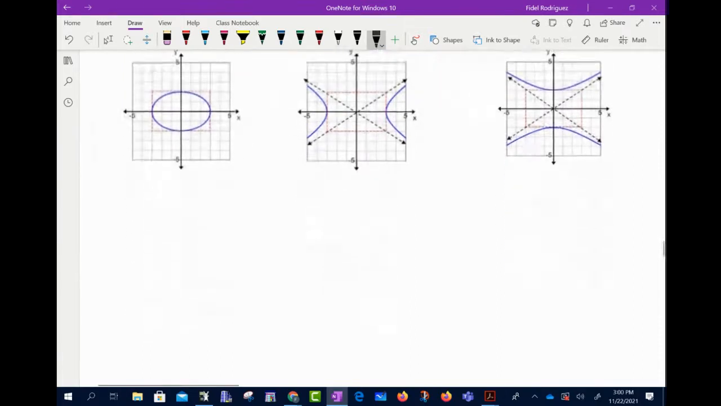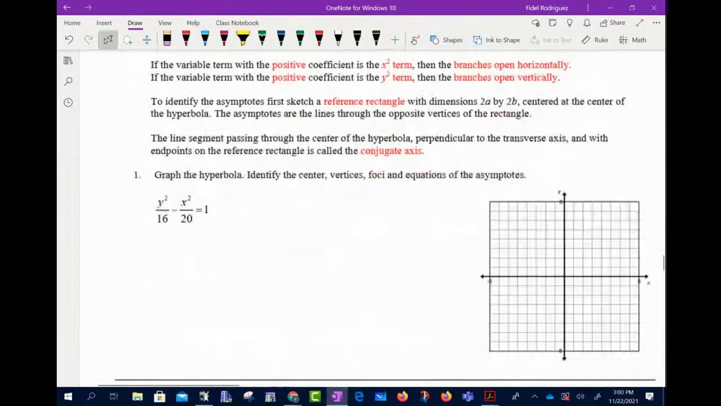So let's see if we can do the first problem here. If the variable term with a positive coefficient is in the x squared term, then the branches open horizontally. If it is in the y squared term, then the branches open vertically. To identify the asymptotes, first we sketch a reference rectangle with dimensions 2a by 2b, centered at the center of the hyperbola. The asymptotes are the lines through the opposite vertices of the rectangle. I'll explain what all that means in a minute. The line segment passing through the center of the hyperbola perpendicular to the transverse axis, with endpoints on the reference rectangle, is called the conjugate axis.